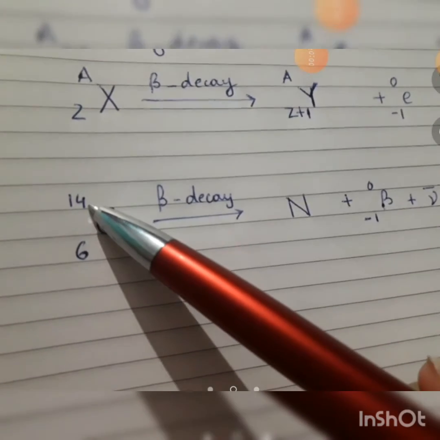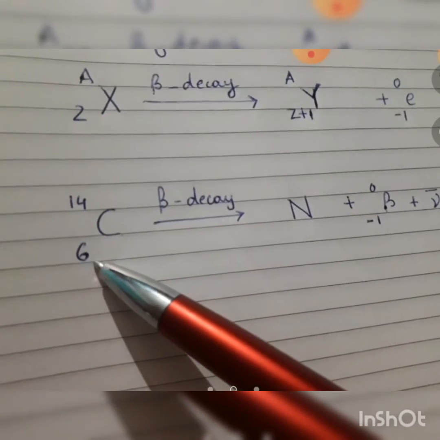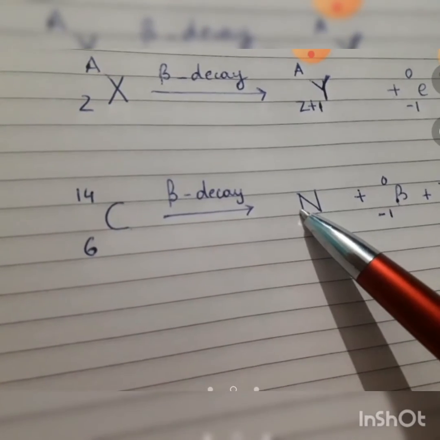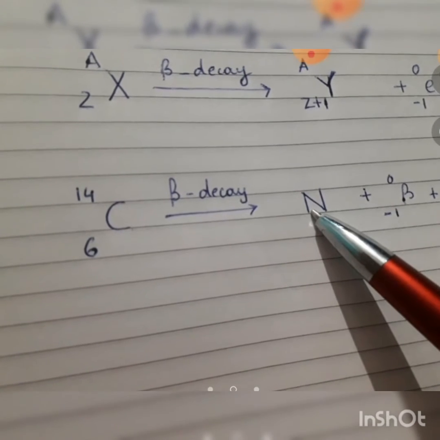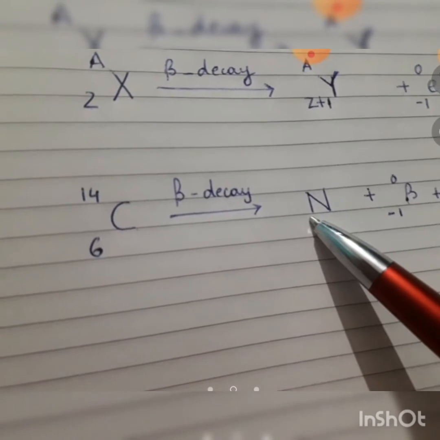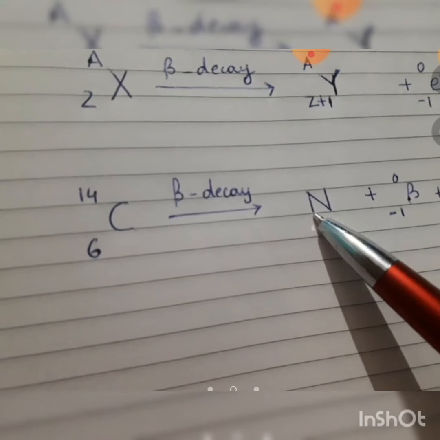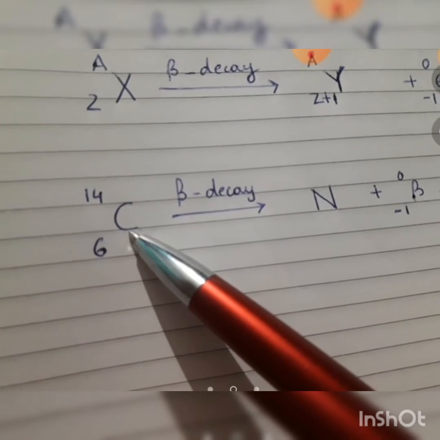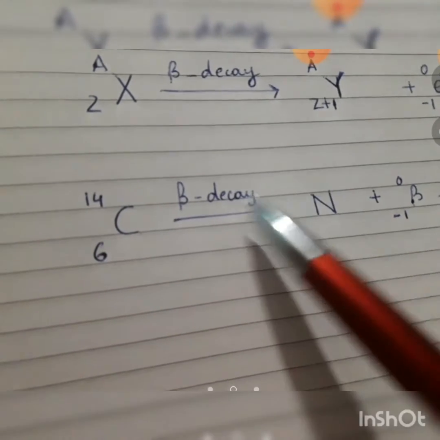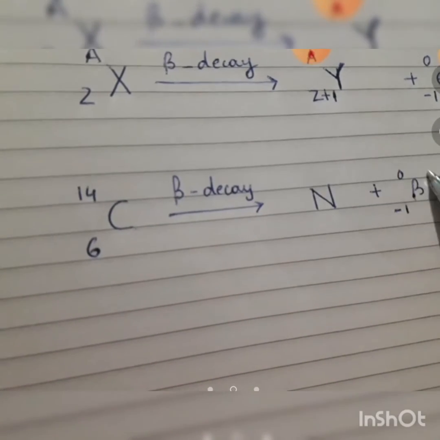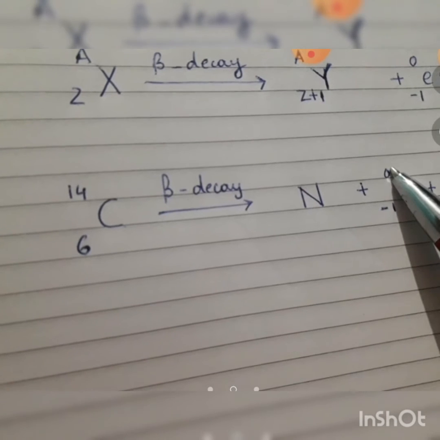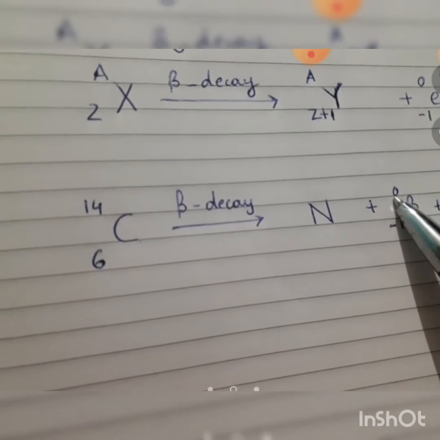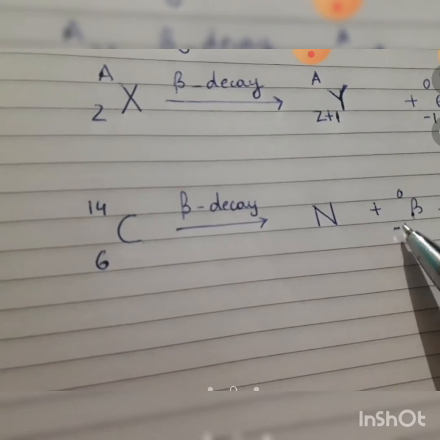Carbon has mass number 14 and atomic number 6. When it undergoes beta decay, it gives a new element known as the daughter element. Here, nitrogen is the daughter element. It comes from carbon, so carbon was the parent element. Since there is a beta decay, a beta particle is released, with mass number 0 and atomic number -1.